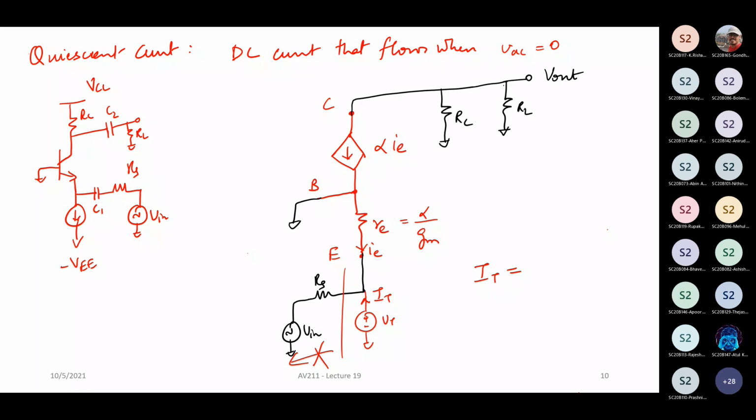Sir, minus IE. It is minus IE. That is correct, which is equal to. Anyway, this left hand side part is gone, right? The VN and RS is gone when you're trying to calculate your input impedance. Correct. VT divided by IE. Sir, why haven't we added R0 also?